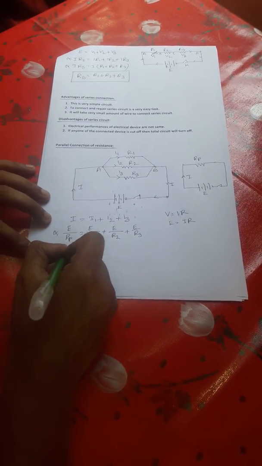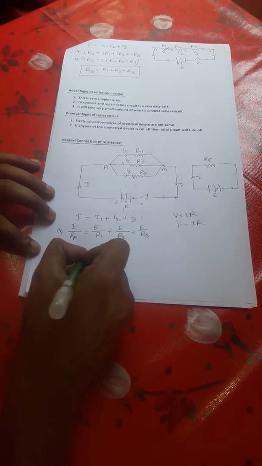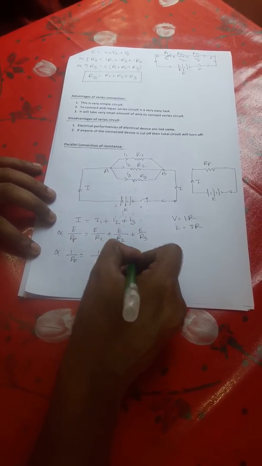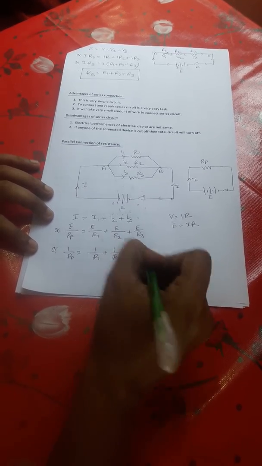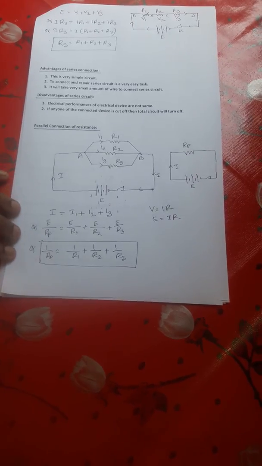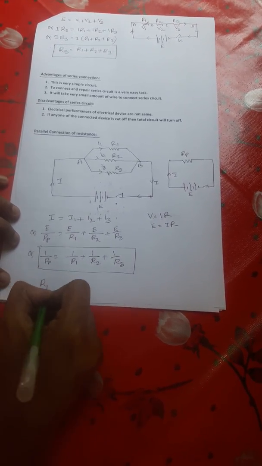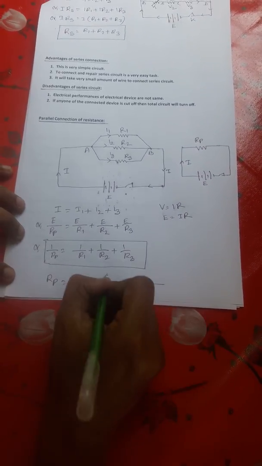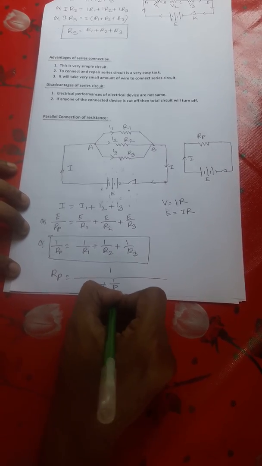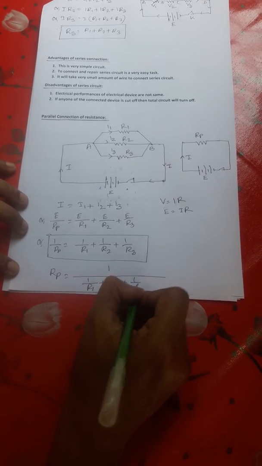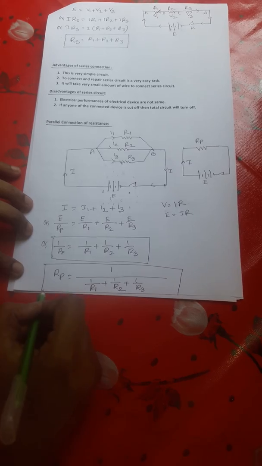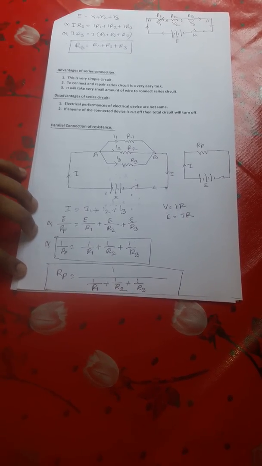And from this connection I can say that 1 by Rp will equal 1 by R1 plus 1 by R2 plus 1 by R3. This is the equivalent resistance in parallel connection, or in short you can say that Rp will equal 1 divided by (1 by R1 plus 1 by R2 plus 1 by R3). This is the equivalent resistance in parallel connection.